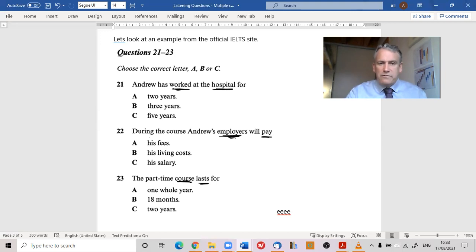And finally, we have course and lasts. Okay, so course, that's quite a difficult one to paraphrase or to have a synonym for. So perhaps something like class. Lasts for, endures. It's talking about a period of time. So we're thinking around words like that.